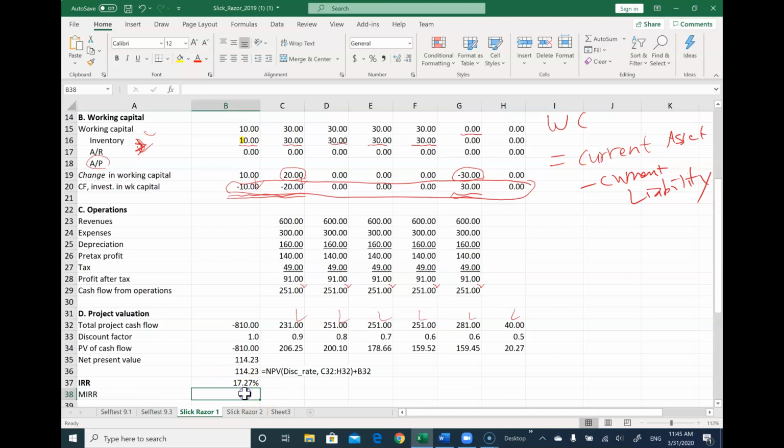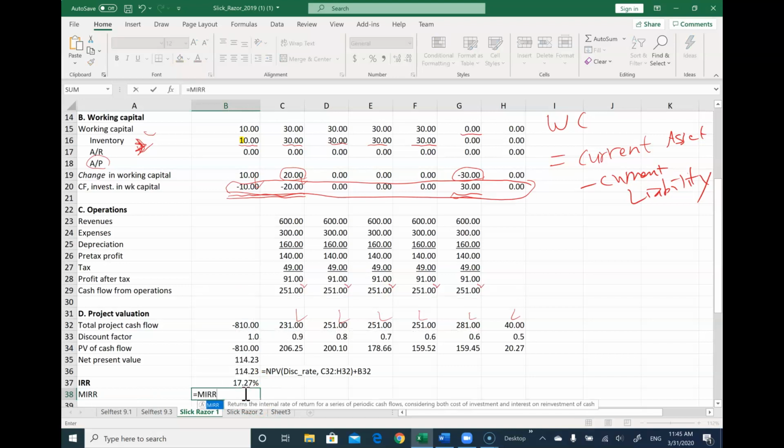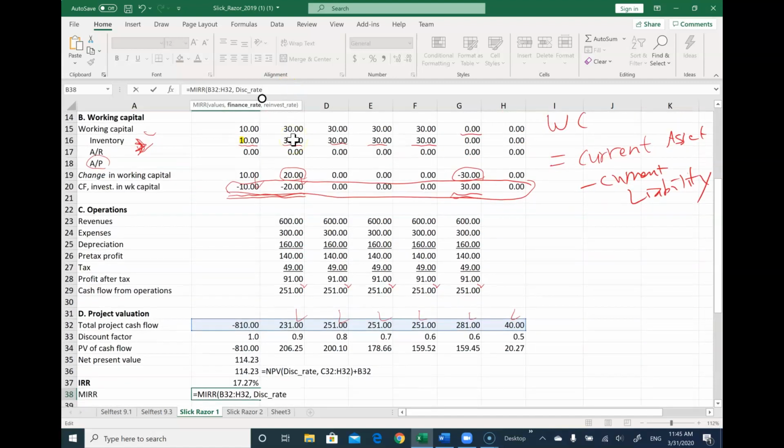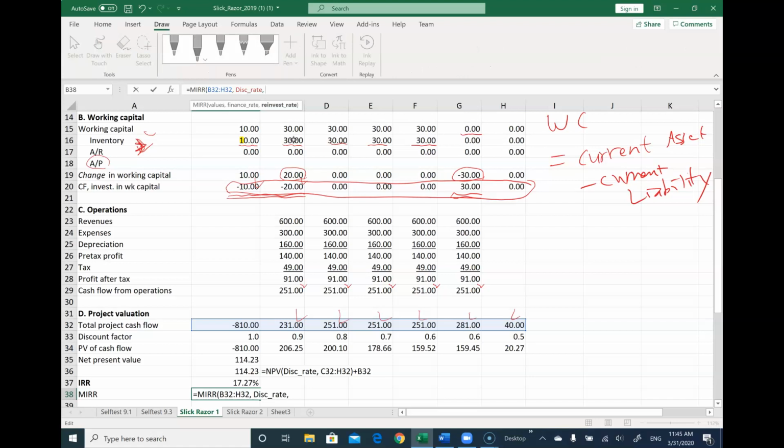So this is the modified internal rate of return, and I hope you remember what this is. And in case of MIRR, we can highlight all these values, right? And then for finance rate, we can always use the discount rate, right? Then the next thing that we have to type in is the reinvestment rate, right? So are we assuming that this $231 million that the company has generated in the first year will be reinvested and earn the same return as the internal rate of return or the discount rate?